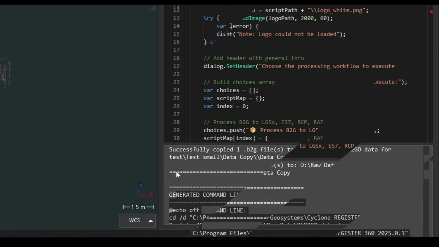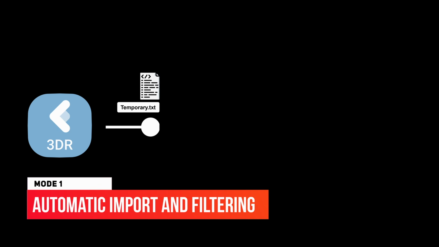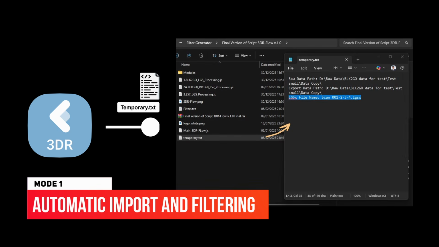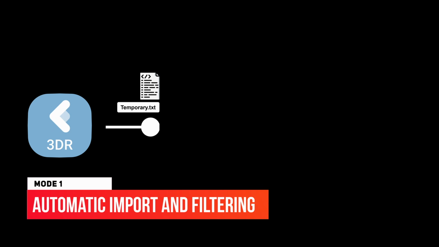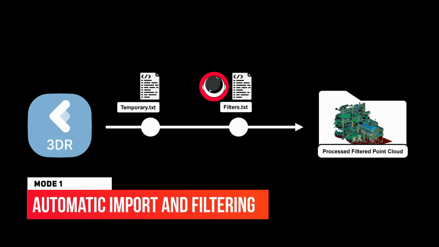The script supports three different modes. First mode, default mode, automatic import and filtering. The script detects the temporary TXT file that we created in step number 2, and it imports all point cloud files mentioned in the TXT file, then automatically processes them according to the filter.txt file. So no user interaction is required for this mode.